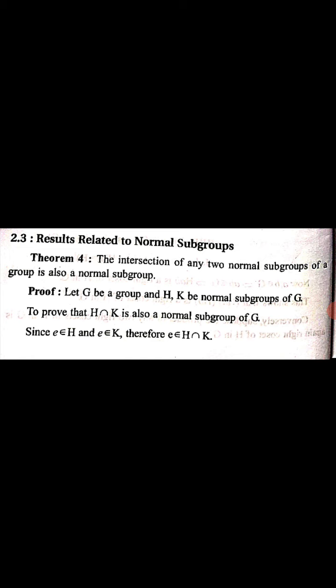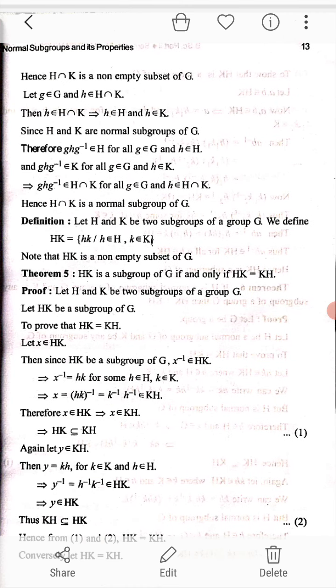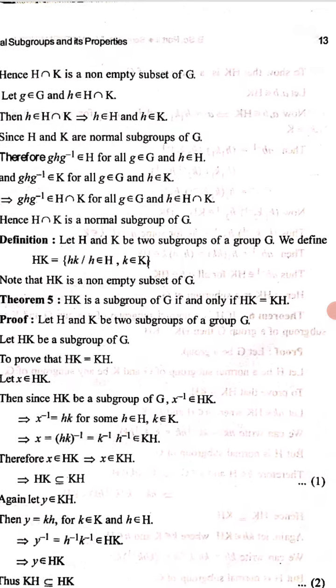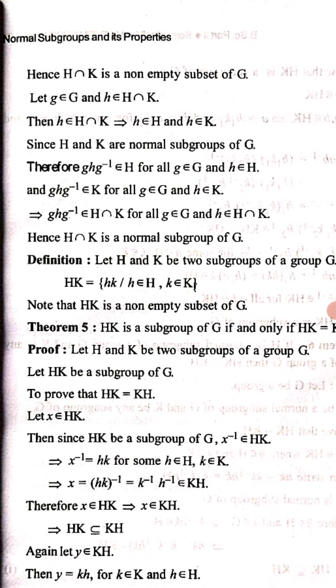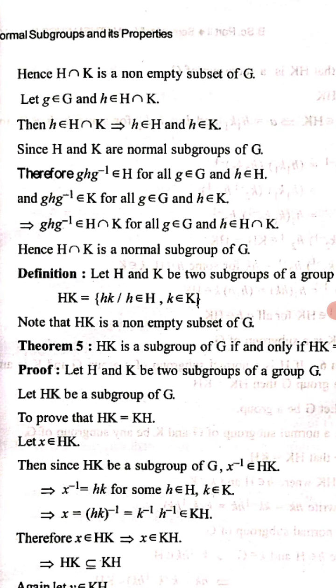Let G be a group and H and K be normal subgroups of G. To prove that H intersection K is also a normal subgroup of G. Since e belongs to H and e belongs to K, therefore e belongs to H intersection K. Hence H intersection K is a non-empty subset of G. Let g belongs to G and h belongs to H intersection K. Then h belongs to H intersection K implies that h belongs to H and h belongs to K.